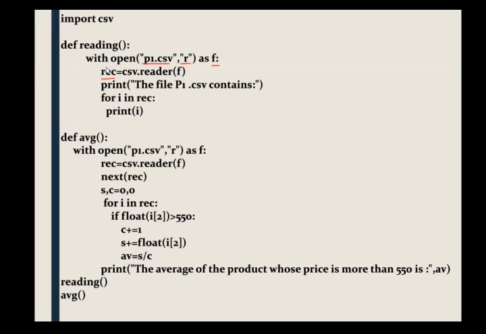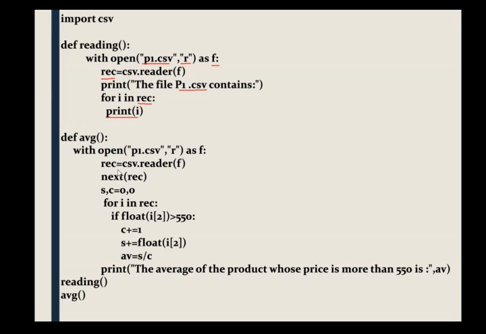So this rec is basically the reader object that stores the parsed data in the form of an iterable, and from that we can fetch one row at a time. So for i in rec, it will iterate and we will be printing one row at a time from the file p1.csv. Another function we have created is avg. In the same way I have opened the file in read mode.